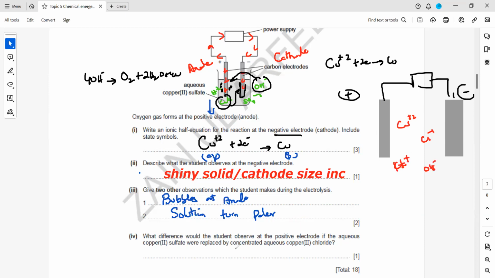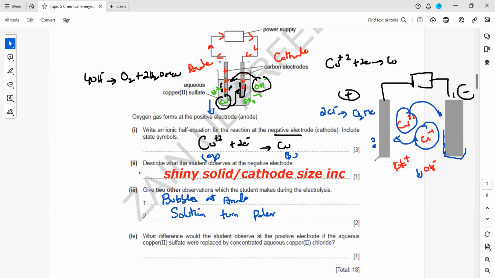For the positive ion, we check the reactivity. Copper is less reactive, so it will move there. As a result, copper will form. So same observation. But because it's concentrated copper 2 chloride, chloride ions are more and hydroxide ions are less. If you have a greater amount of chloride ion, what will happen? Chloride ions are more, so they are attracted towards the anode. As a result, 2 chloride ions will produce chlorine gas and lose 2 electrons.